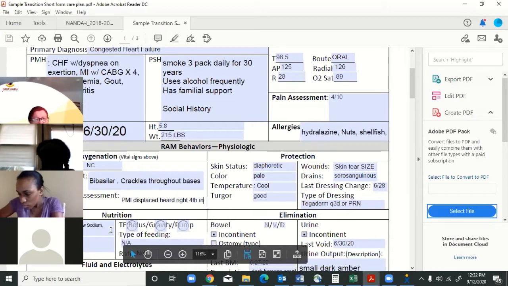Also, diet. If they're on a renal diet, cardiac diet, are there any limitations with the diet?